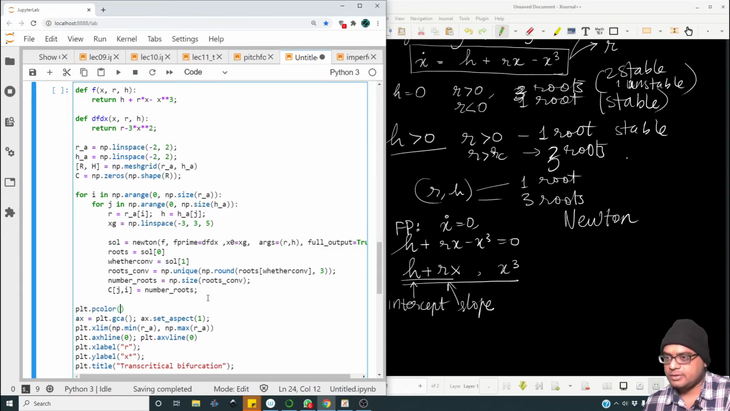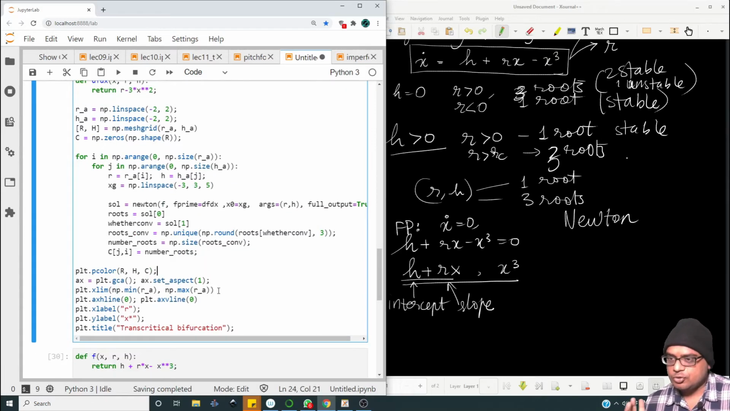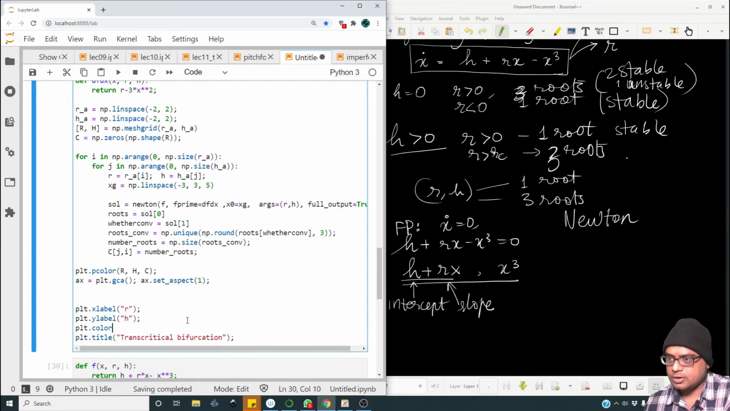plt.pcolor(r, h, c). Aspect ratio 1. We don't need the limit. We don't need the x line, y line. X label is x and y label is h. plt.colorbar, and the title of the plot will be bifurcation, or the stability diagram. It is often called the stability diagram because it shows in the parameter space how many fixed points a given state has. So let us run this.